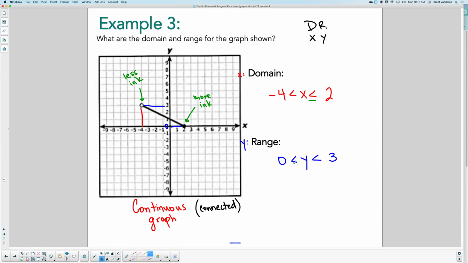Now we go back to, do I put a line underneath or do I not put a line underneath? Let's talk about the 0. The 0 came from this point. Does this point have more ink or less ink? More. That means my symbol needs more ink attached to it. Put the line underneath. Now, the 3 came from this open circle. Did this open circle have more ink or less ink? So it does not get a line. It needs less ink on this symbol than that symbol.